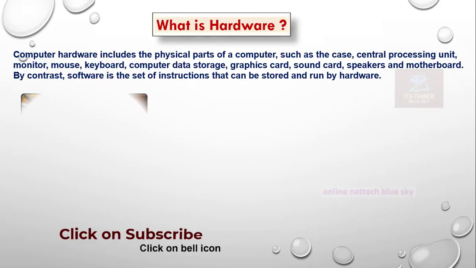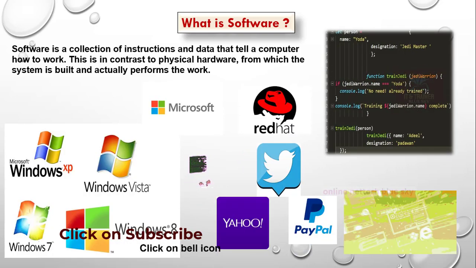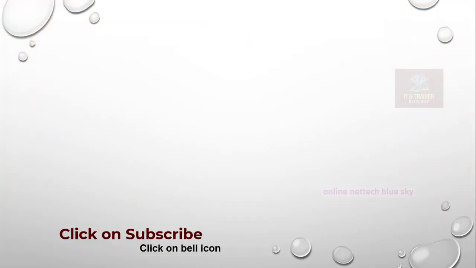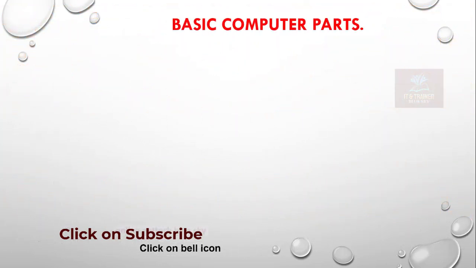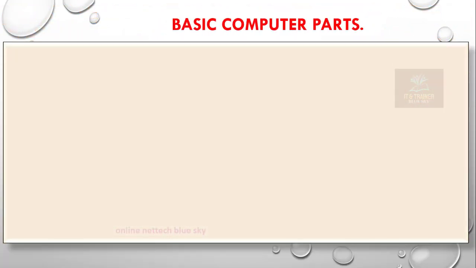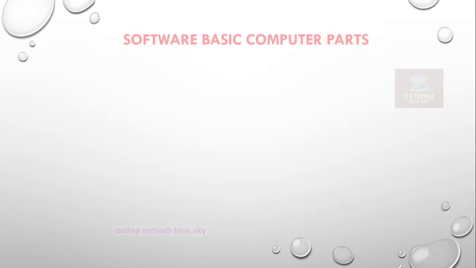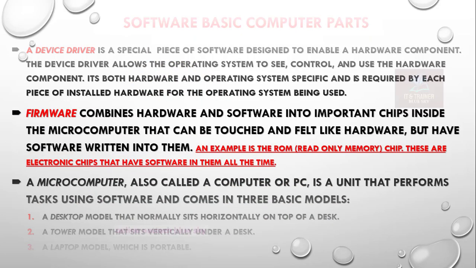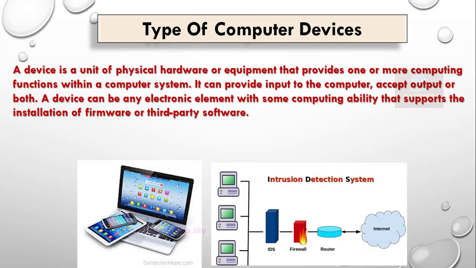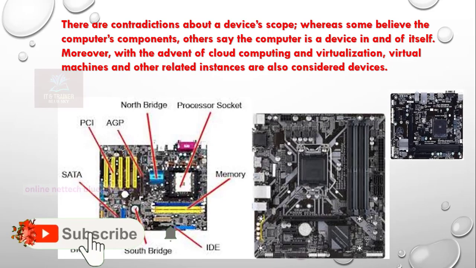What is hardware, what is hardware working with software, what is the difference between hardware and software, what is system software, and what is application software, I have already created videos on these. In this video series I have already covered basic computer parts and hardware, operating system, software and networks. Firmware, models of firmware and device drivers are very important, and I have already told you about types of computer devices.